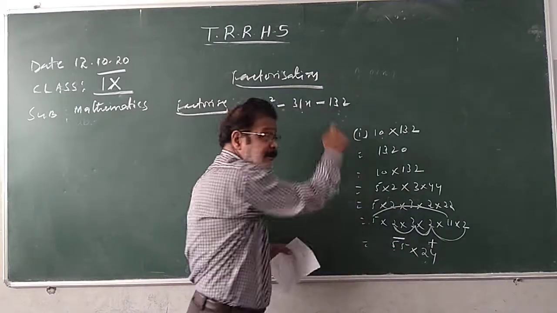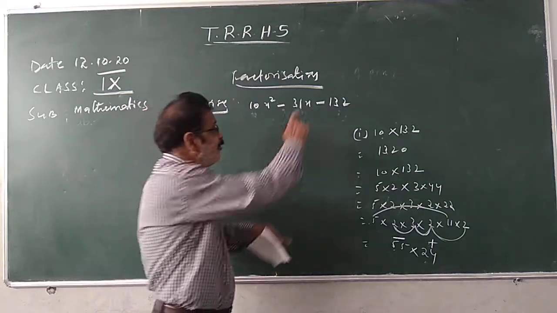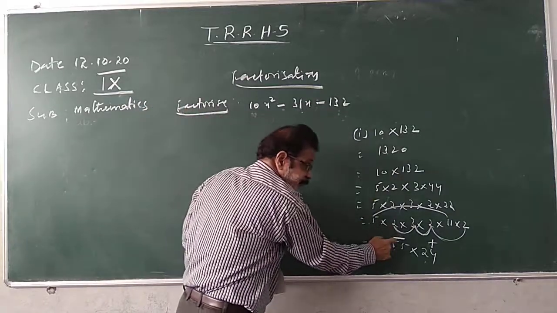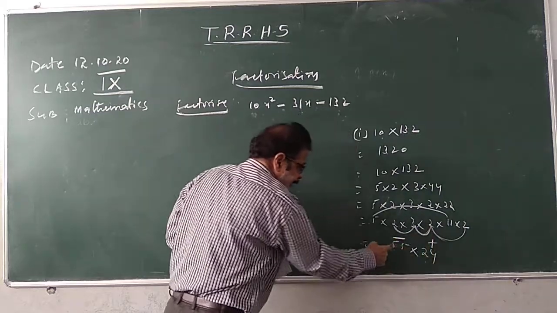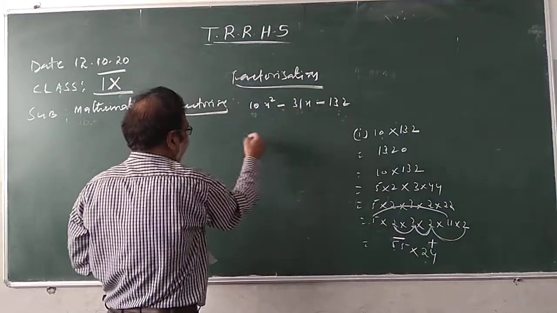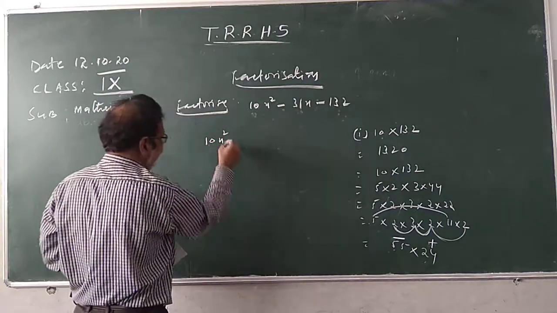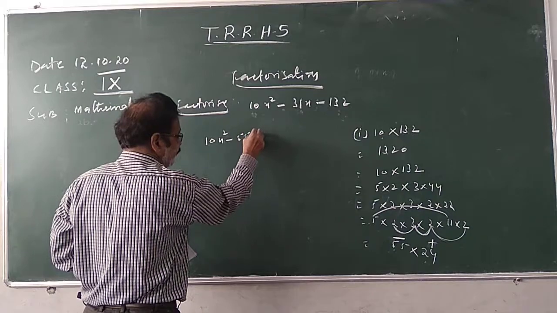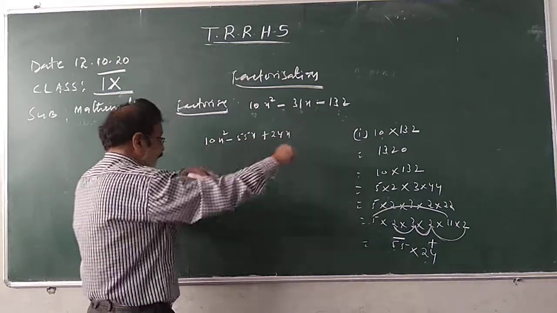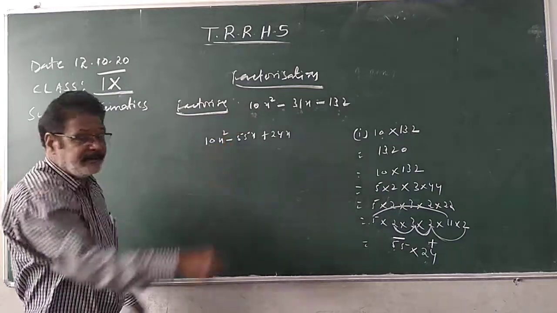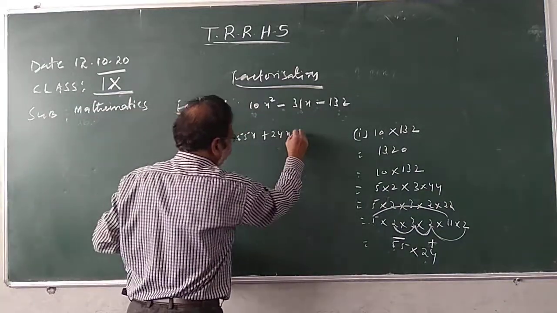But here in our problem, the constant term sign is minus. When it is minus, allot the opposite sign of the greater factor. Greater factor sign is minus. Its opposite sign is plus. Minus 55 plus 24 minus 31. Now you write 10x squared, instead of minus 31x, minus 55x plus 24x. Next, minus 132.